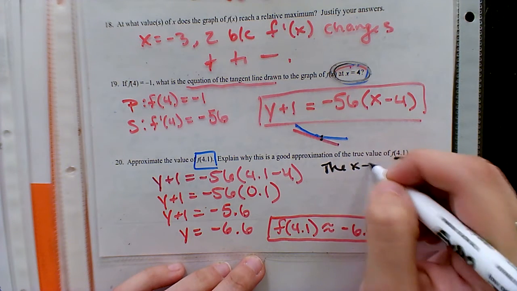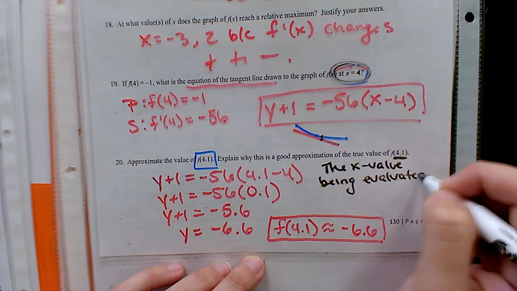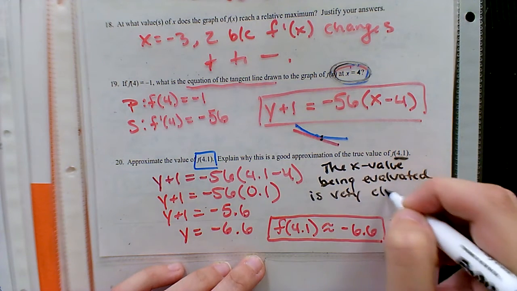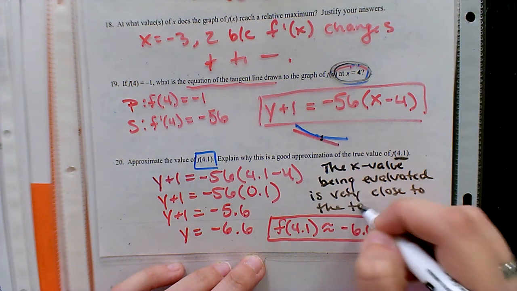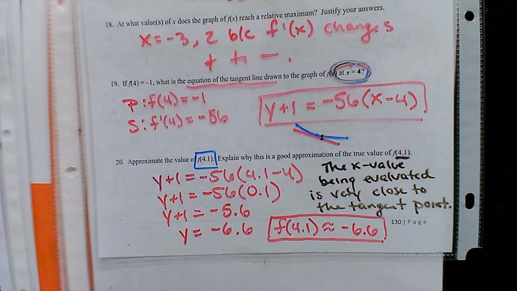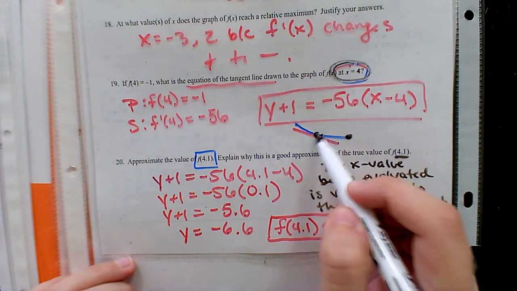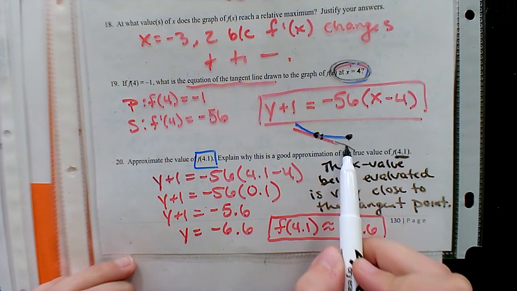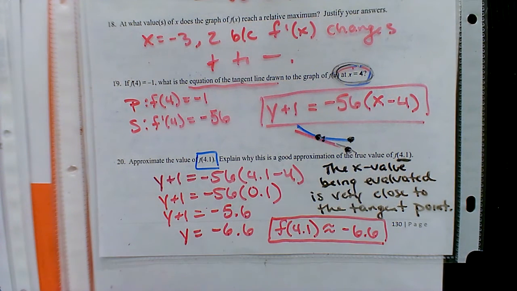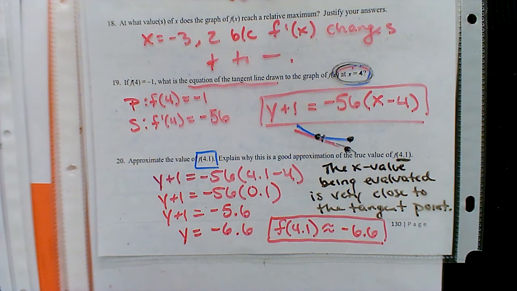So we'll say the x value being evaluated is very close to the tangent point. And because the closer you are, the more accurate you are, the closer your approximation is going to be. Make sense? Because based off this example, if I were to pick something like 5, remember this is location of 4, 5 is further away, and notice how the difference between the two is getting larger. So your approximation is getting less accurate. We need something very close to that tangent point.